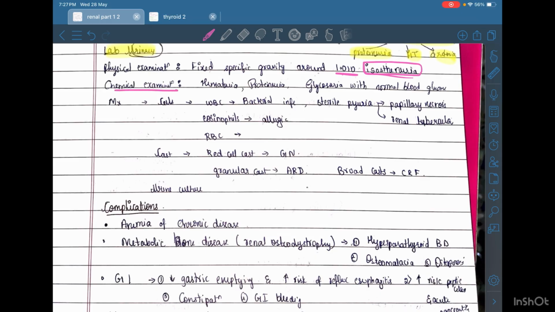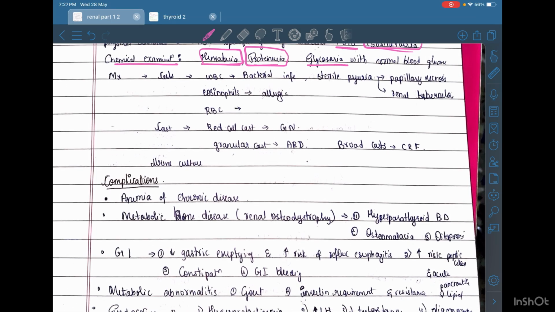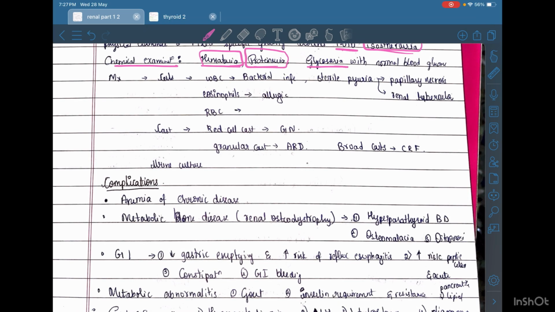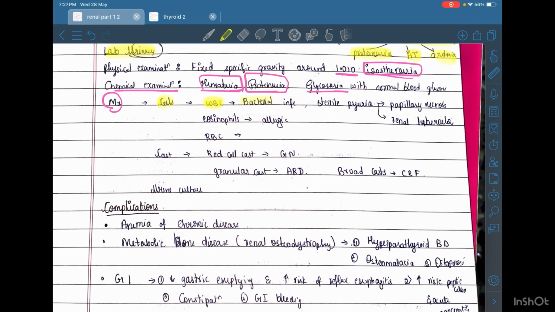Chemical examination: hematuria, proteinuria, glycosuria with a normal blood glucose. Okay, one minute. Glycosuria with a normal blood glucose level is common in chronic kidney failure. Then coming to the microscopy of urine, the cells will be your WBCs, right?